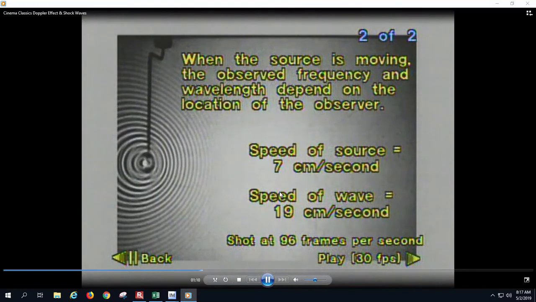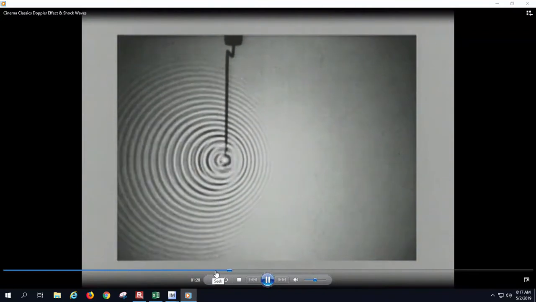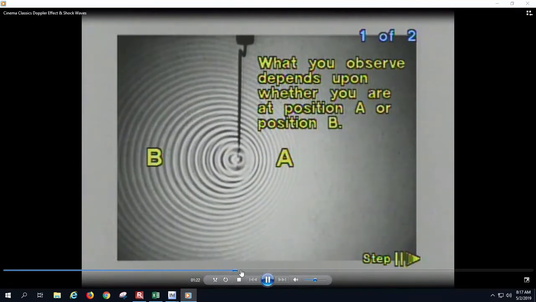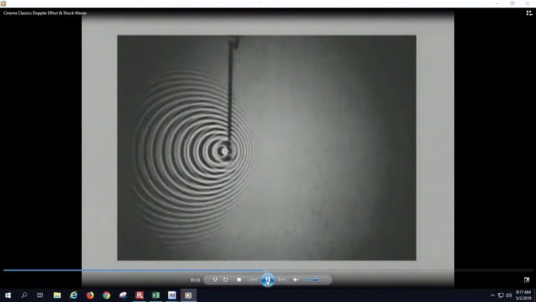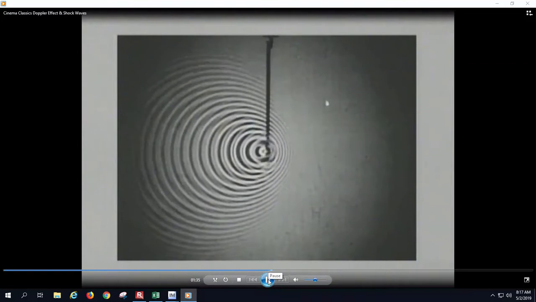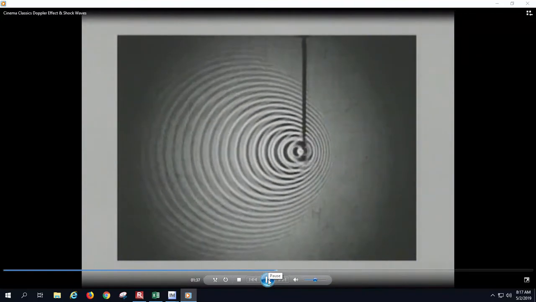On the front side of the moving source, the waves are closer together. On the back side of the moving source, they are farther apart. This demonstrates breaking the sound barrier, because when that source moves, the speed of the source is about 3/4 of the speed of the wave. Notice how the waves are beginning to stack up on the front side of the source.